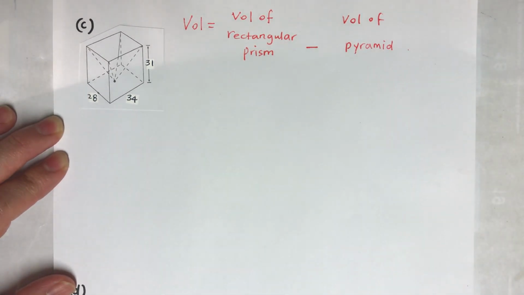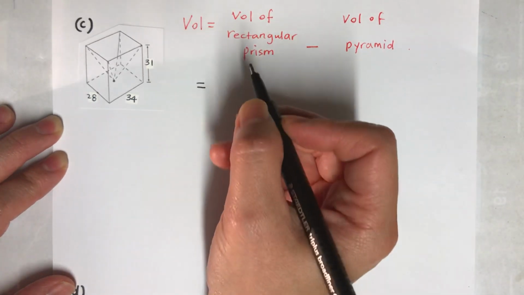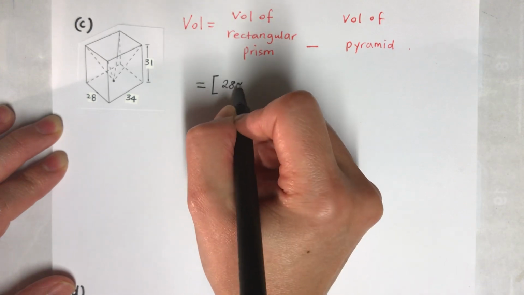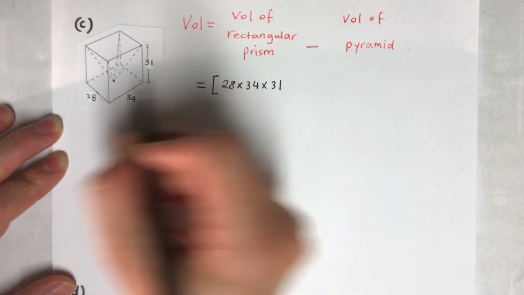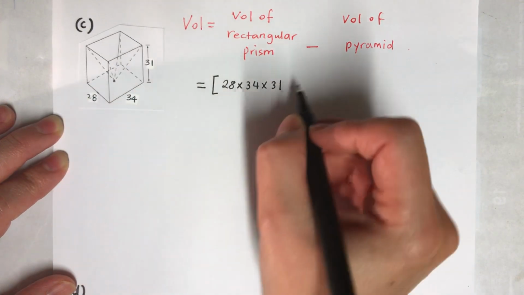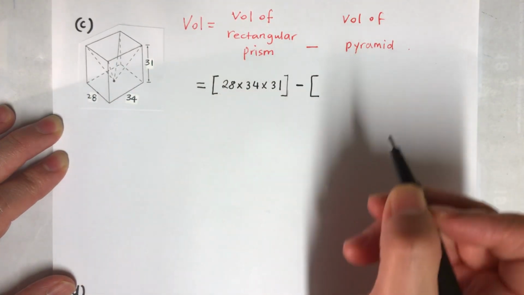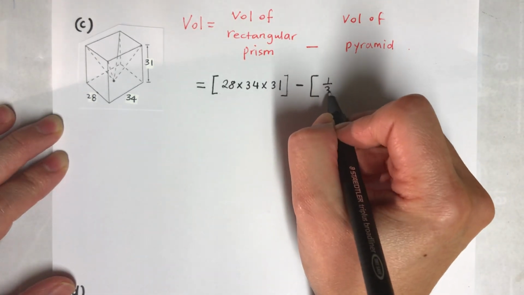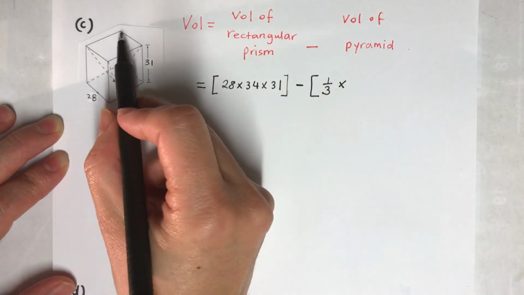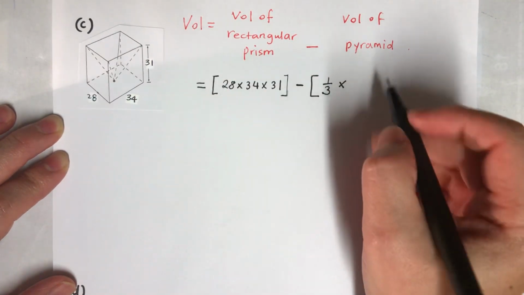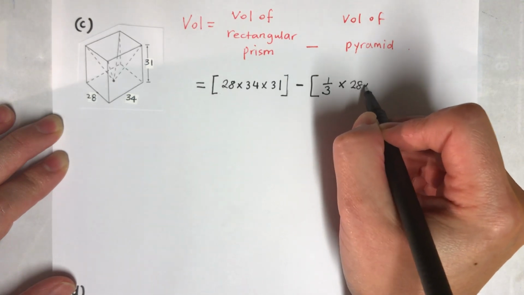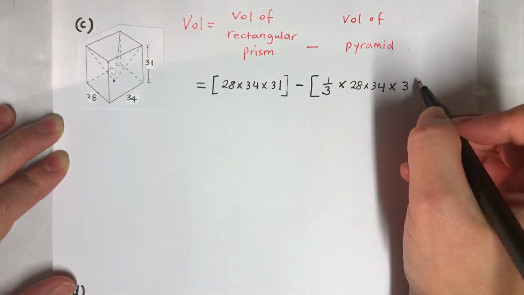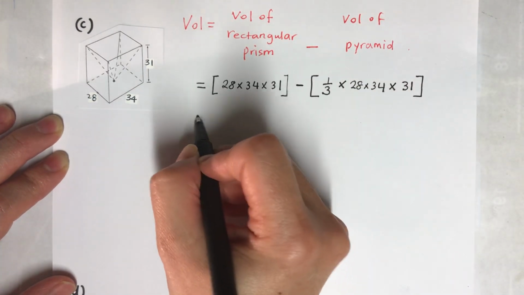Okay, so I'm going to have a look. Rectangular, easy, which will be 28 times 34 times 31. So just base, area, height, take away. Okay, this is the moment. Do you remember the formula? I'm sure you do now. Now the area of the base will be the rectangle, which is 28 times 34 times the height, which is the same as the prism. And use your calculator.